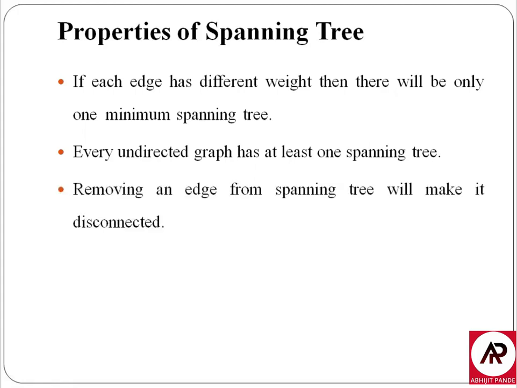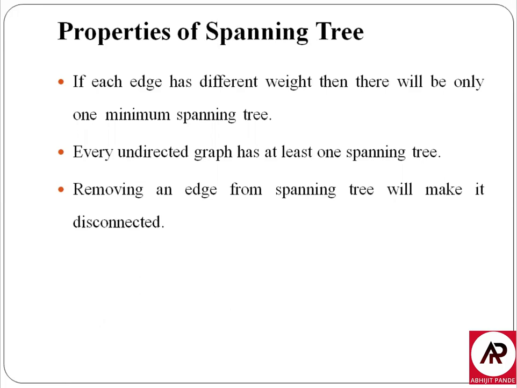Let's consider the third property. Removing an edge from a spanning tree will make it disconnected. A disconnected graph is a graph in which there exists a vertex that is an isolated vertex. An isolated vertex is a vertex having in degree and out degree equal to 0. So if we have 3 nodes and we got this as a minimum spanning tree, and if we remove a particular edge, let's consider we remove this edge, then it will make that graph a disconnected graph. Why disconnected? Because this node is now the isolated node. It means it has 0 in degree and 0 out degree.